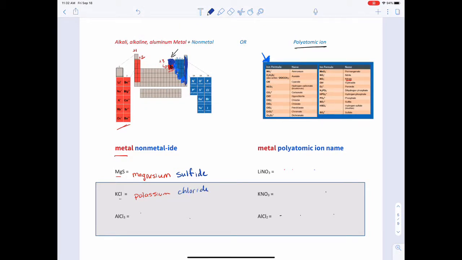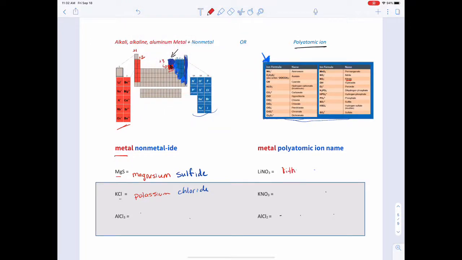There's similarity in the naming when you look at metal polyatomic ions. You just say the metal's name again, like you did last time, but this time you say the polyatomic ion name as the same. So they both are the negative part of the compound.